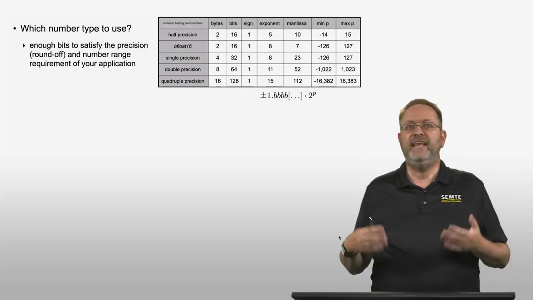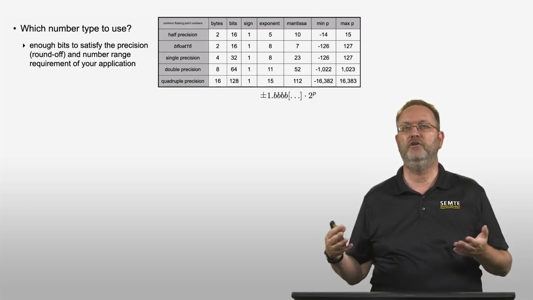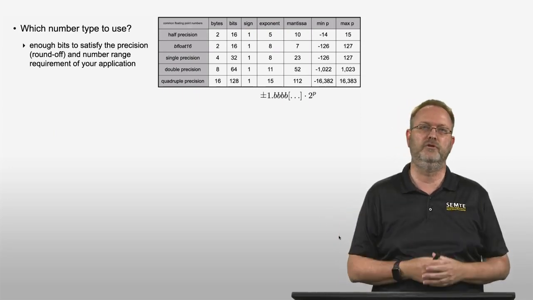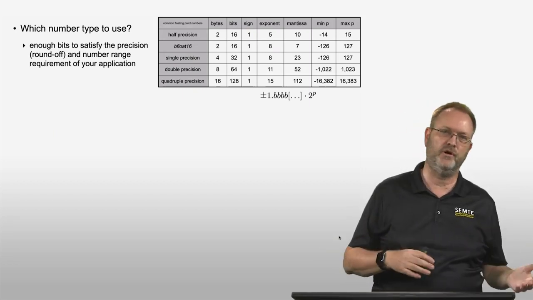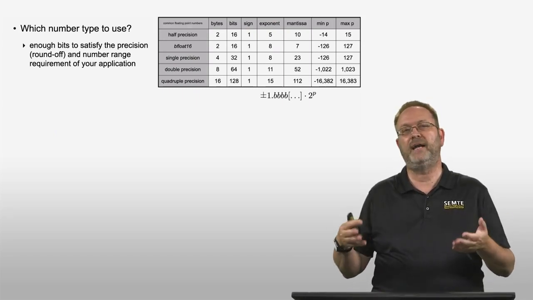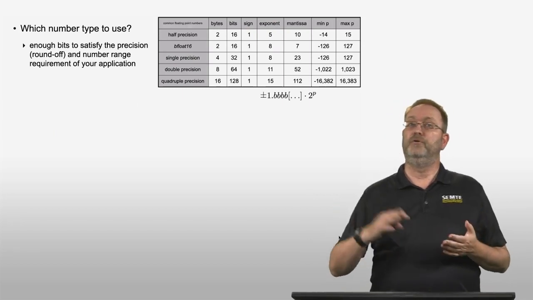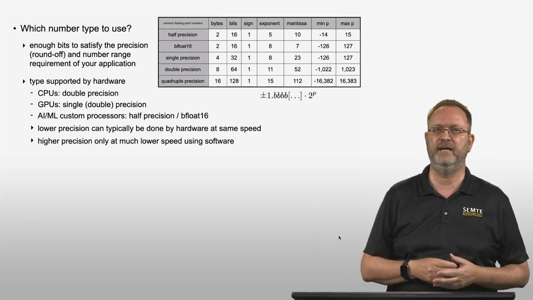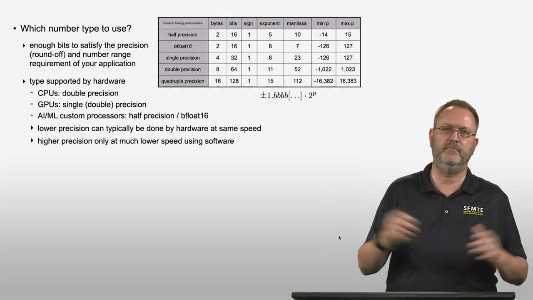Well, you should use enough bits to satisfy the precision requirement of your application, so that round-off errors don't pollute your solution. And you should choose a number type that has a number range, from the smallest to the largest possible value in your definition, that is compatible with your application. Now, that would push you to use as large a number type as possible, as many bits as possible, because you would be more accurate and you would have a larger number space available.